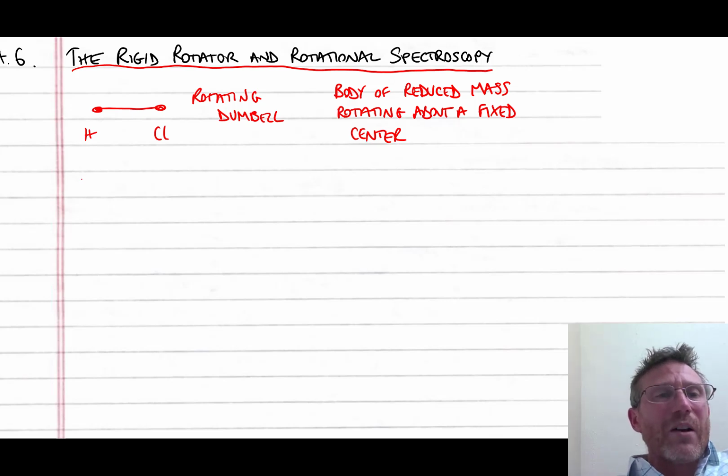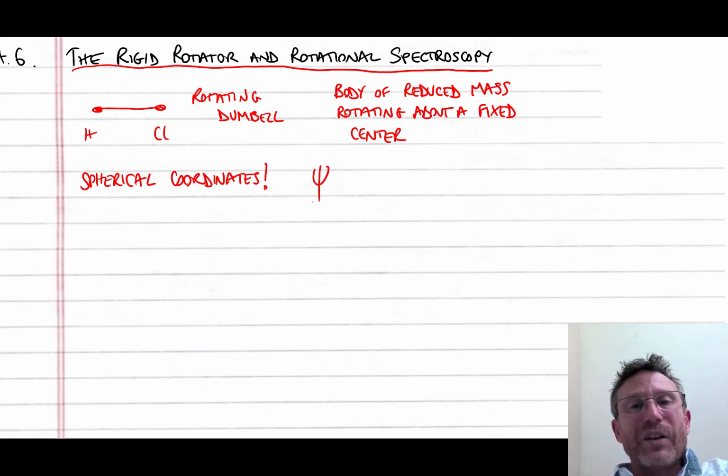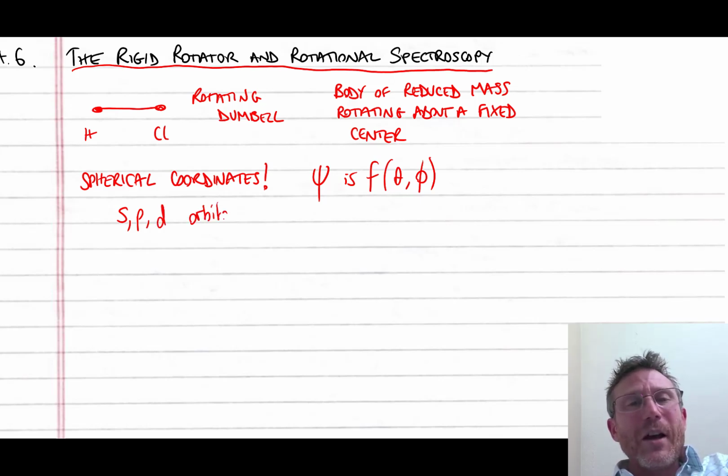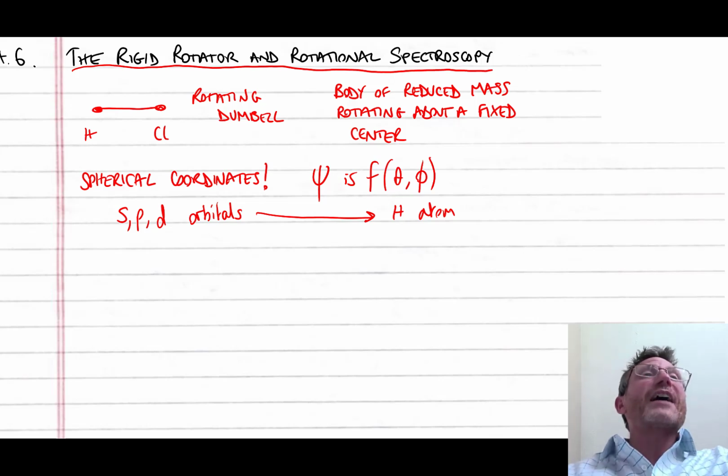So as I mentioned earlier, we're going to be thinking about spherical coordinates. We're also going to find that the wave function is going to be a function of theta and phi in this particular case. We'll come into something called spherical harmonics. We'll also start thinking about the s, p, and d orbitals. So this is going to transfer its way into the hydrogen atom. So we're well on our way now towards solving the Schrodinger equation for the hydrogen atom.